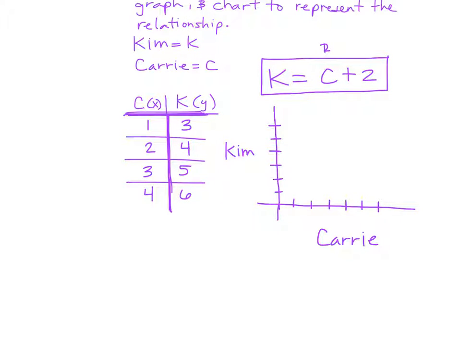So we're gonna set this up. We said when Carrie is 1, Kim is 3. That means our point is 1, 3, right? So I'm gonna go over 1 on Carrie, up 3 on Kim. That should get you a point right there. Okay?